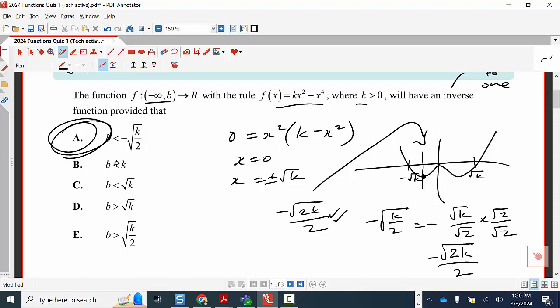None of these other options, like this one here, b is less than k. Well, where is k going to be? Oh no, k is going to be up here somewhere, because this is the square root of k, so k will be up here. And we can see that if we restrict it below k, it's certainly not going to be one-to-one. And it will be the same for all of these options except for this one here.